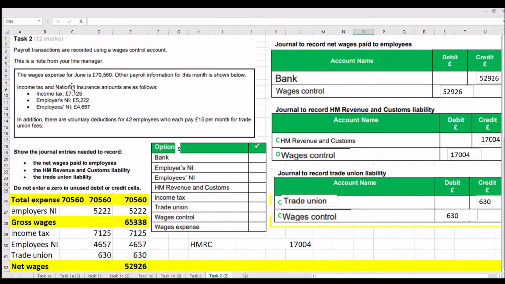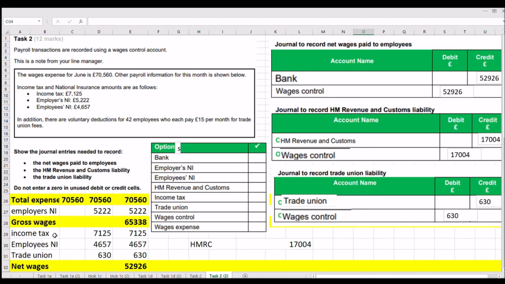So here we are, wages expense, which is the total expense of that figure. That was a total figure, and you drop that in. You've now got the other numbers, and you're going to drop them in there. You've got employers' expenses, which go above the gross wages to get to the total expense, and employees' expenses, which go below the gross wages to get to the net wages.